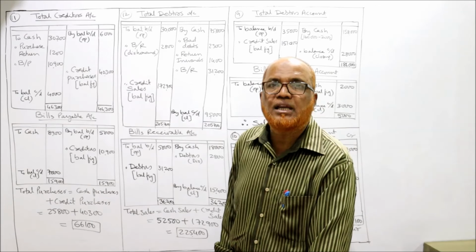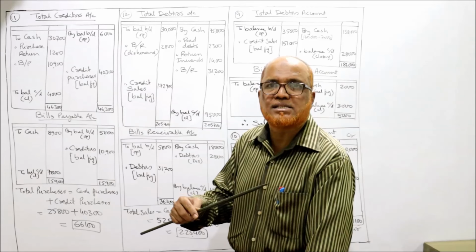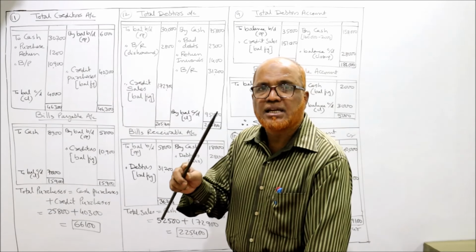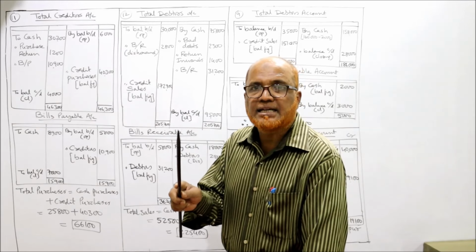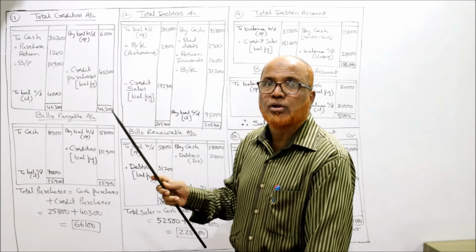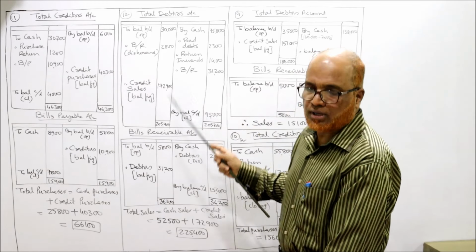Next item is return inward, sales return. Return inward means sales return. Entry is sales return account debit to debtors account. So debtors will be credited by sales return, return inward 1,400.